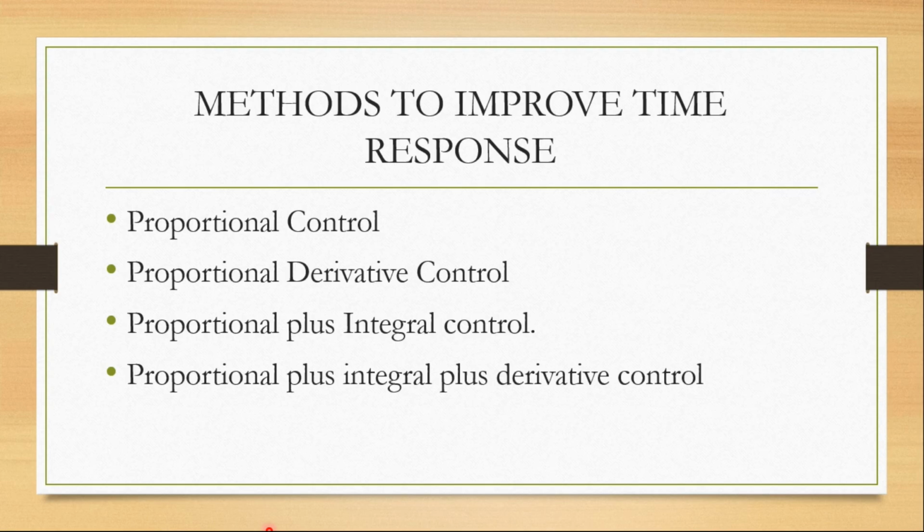The types of controllers used either in the feedback path or forward path are proportional control, proportional derivative control, proportional integral control, and proportional integral derivative control: P, PD, PI and PID control. We will study each of the controllers in detail.